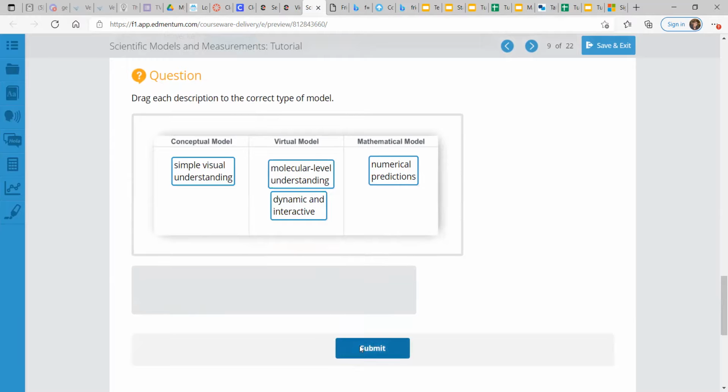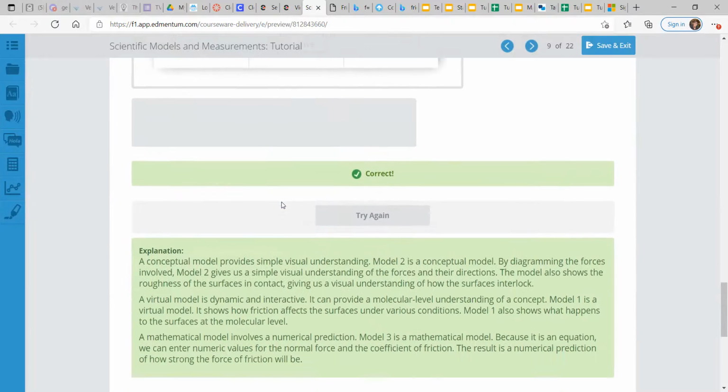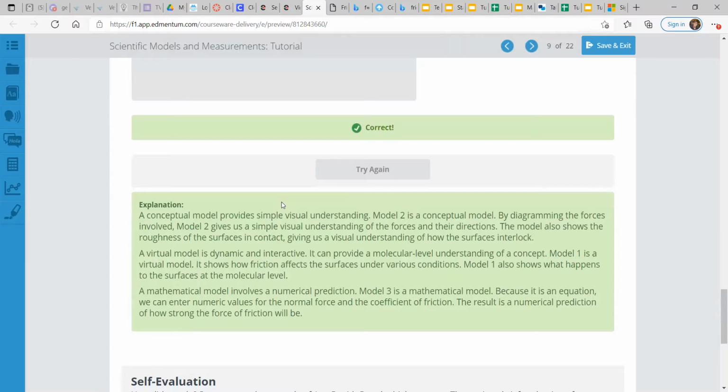Okay, so a conceptual model provides simple visual understanding. By diagramming the forces involved, model 2 gives us a simple visual understanding of the forces and their directions. It also shows the roughness of the surface in contact, giving us a more visual understanding of how these surfaces interlock. A virtual model is dynamic and interactive.